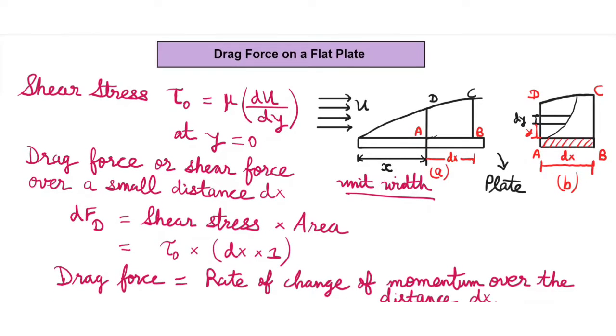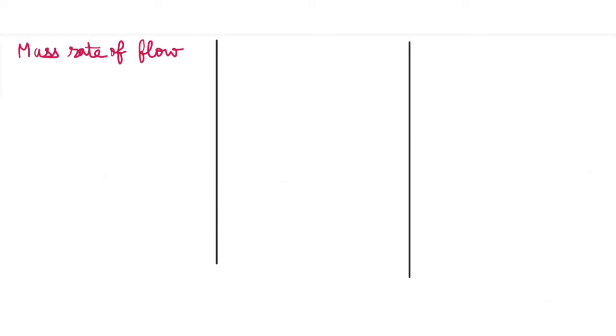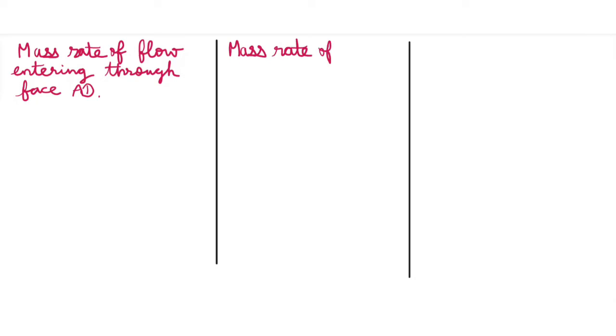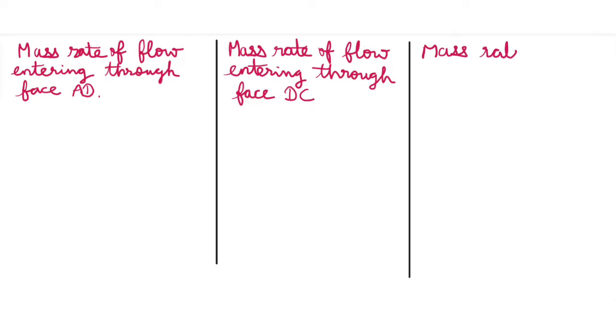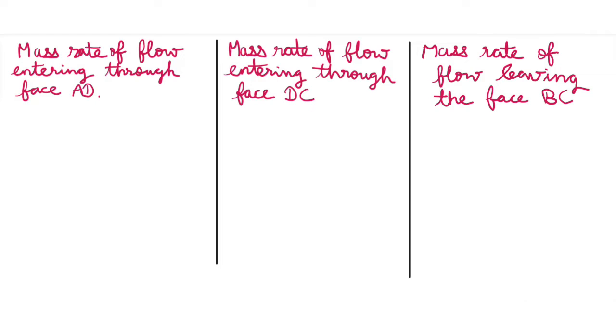अभी we need to find the mass rate of flow. तो अगर मास रेट ऑफ फ्लो की बात करें तो BC में से मास रेट ऑफ फ्लो बाहर निकलेगा और फेस AD और DC में मास रेट ऑफ फ्लो will be entering. So we'll write it like that: mass rate of flow entering through face AD, then mass rate of flow entering through face DC, and mass rate of flow leaving the face BC. मतलब AD और DC में से enter होगा and it will leave from BC.